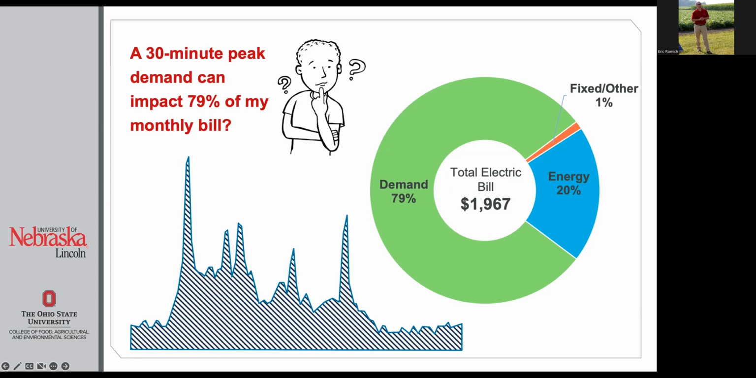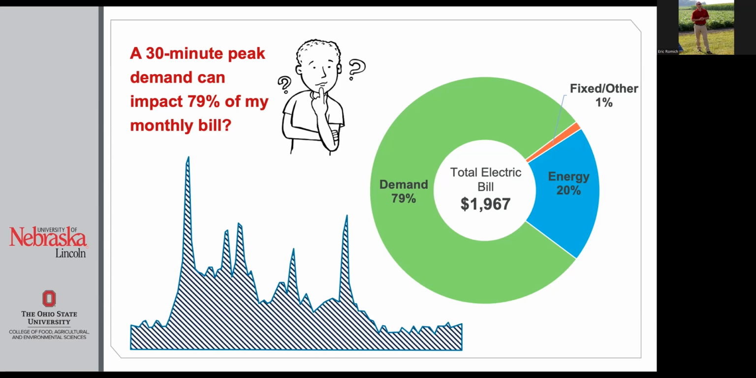So again, all of these energy charges that we see here in the shaded area are represented by this 20% of those energy charges, whereas this instantaneous spike is what's triggering 79% of those demand costs. And so it's really important to understand both sides of that equation.